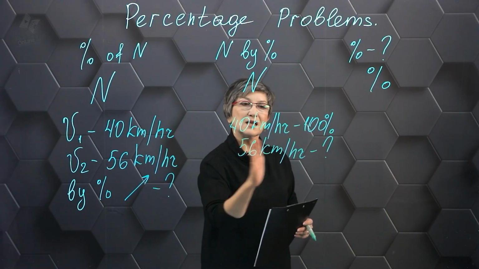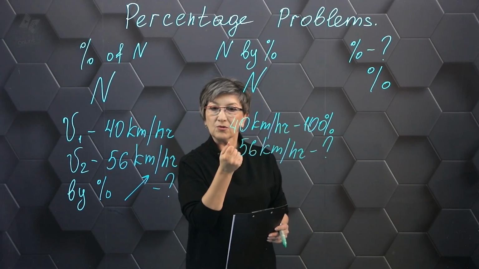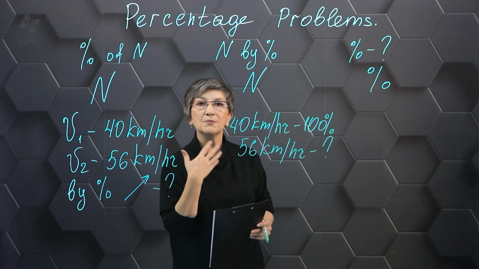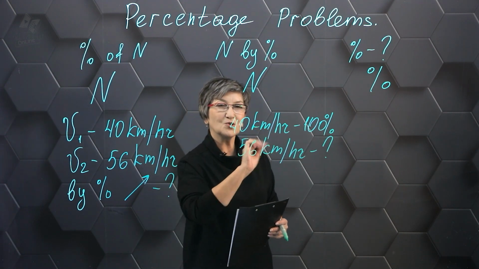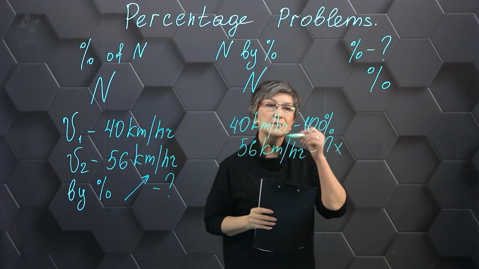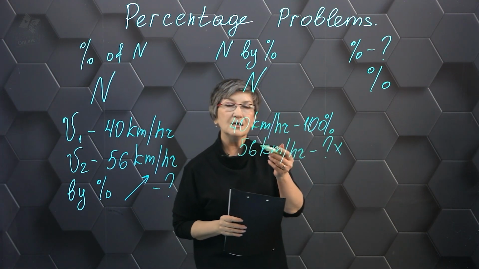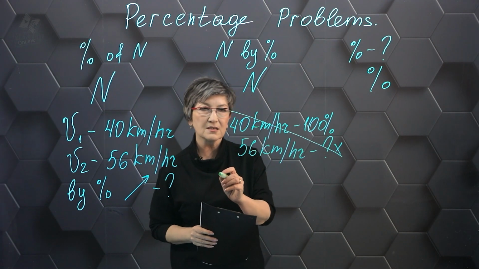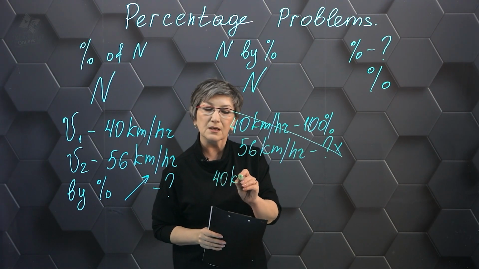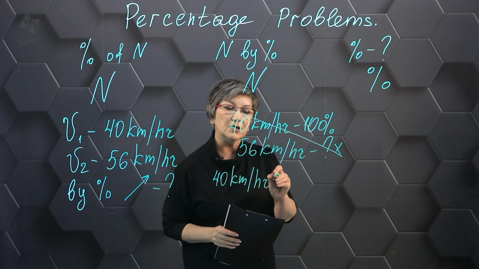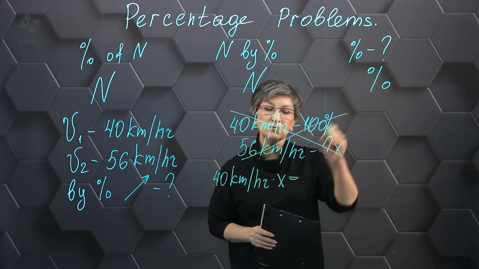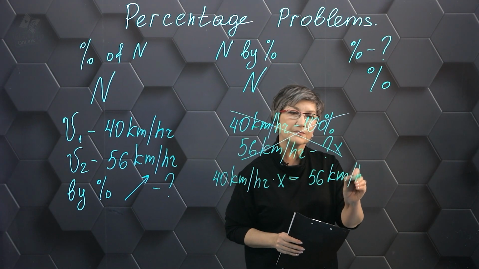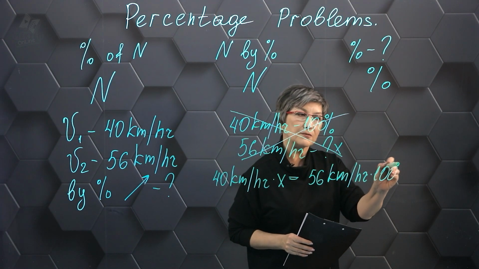And when I wrote down our brief condition, I understand how I will proceed. In general, the method of proportion is a universal method, and I recommend using it. What do I get here? The unknown is usually denoted by x, and then we multiply. 40 kilometers per hour, I multiply by x, and that equals 56 kilometers per hour times 100%.